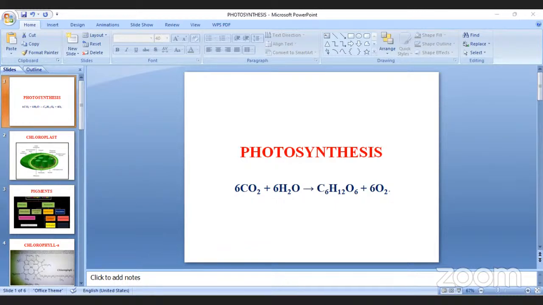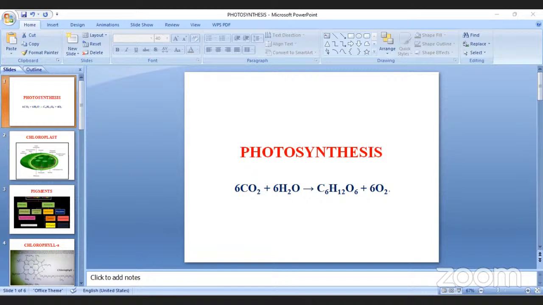Today's topic is photosynthesis. What is photosynthesis? Photo means light, synthesis means synthesis of food material. In the presence of light, the plants can prepare their own food material. This process is called photosynthesis.